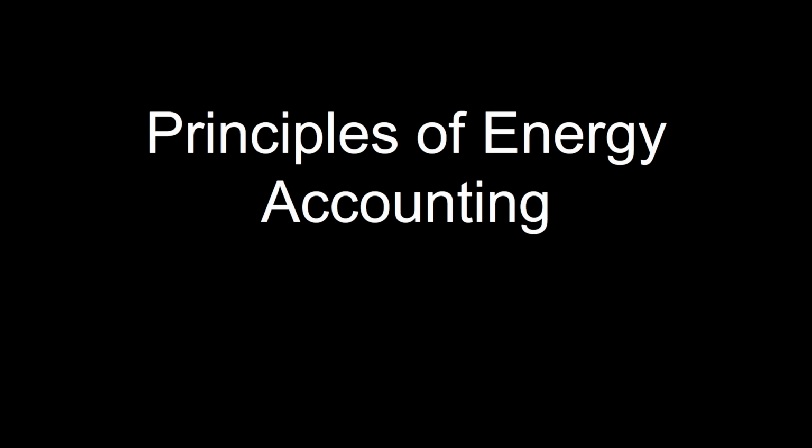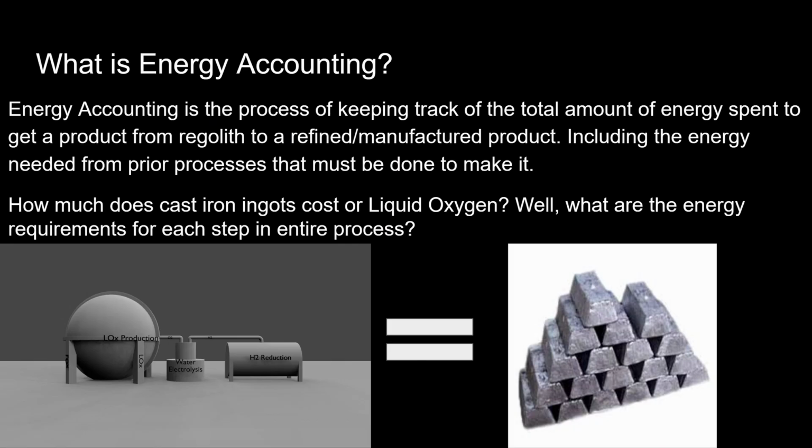In my last video, I covered determining the price of lunar-derived products from the amount of energy it took to get it, but I didn't go into much detail on the system itself. So in this video, I will explain the principles of energy accounting. Energy accounting is a process of keeping track of the total amount of energy spent to make something from regolith, through its entire refining and manufacturing process to the finished product, including the energy needed for prior prerequisite processes, such as iron beneficiation.